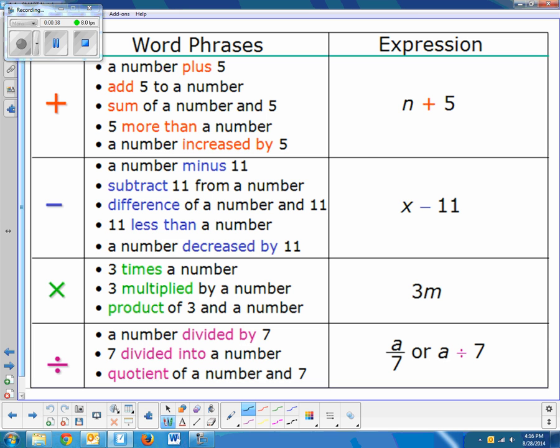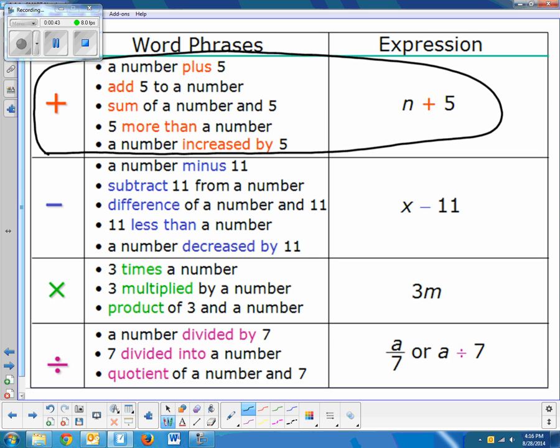And so for addition here, our first row, in the expression, we've got n plus 5. We've got some number n plus 5. In fact, I even used that first word there in our word phrase column, a number plus 5. So some number plus 5 is a way that we could express this expression here in words, n plus 5, some number plus 5. Another way is just to say that we're going to add 5 to a number. Some number, we're going to add 5 to that.